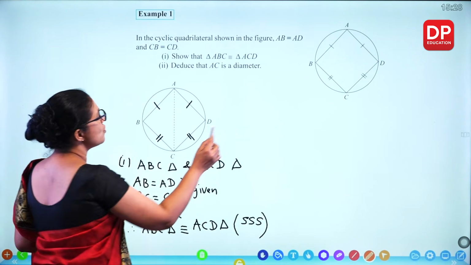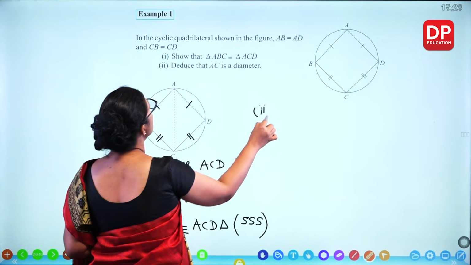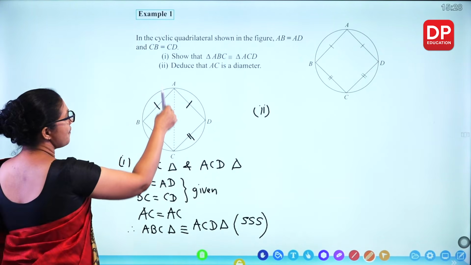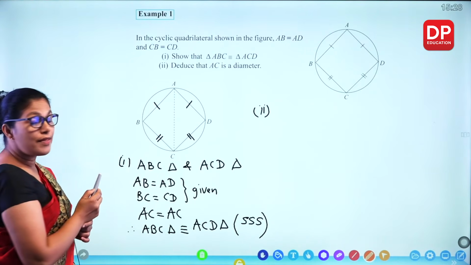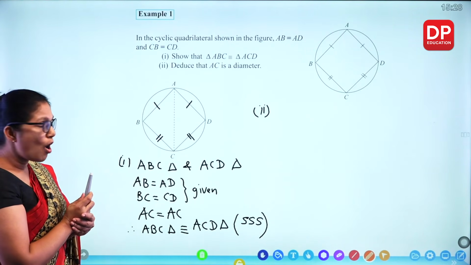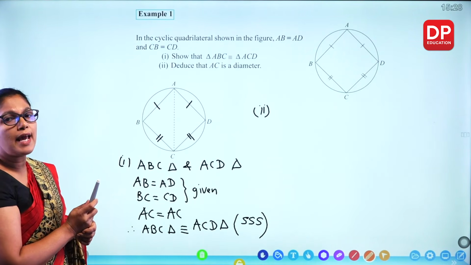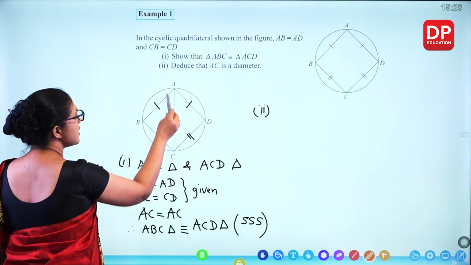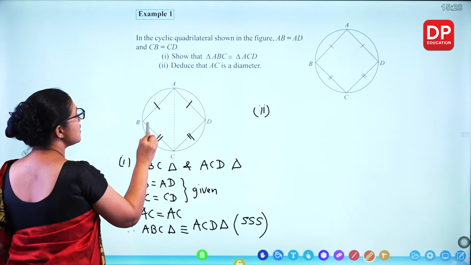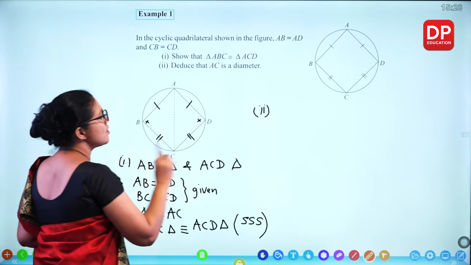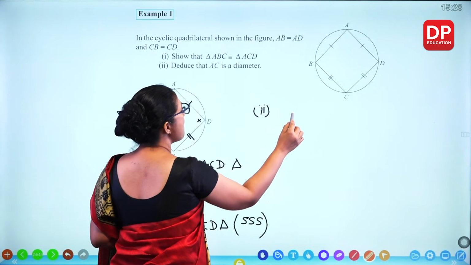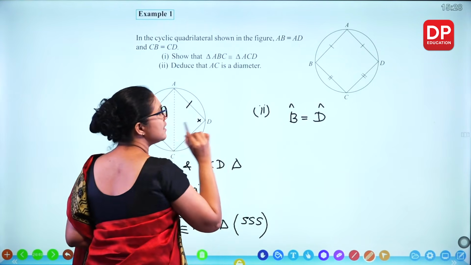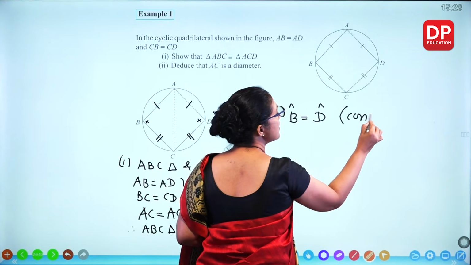Then part 2, deduce that AC is the diameter. We know that these two triangles are congruent, corresponding elements are equal. So what are the corresponding elements? If you take AC, opposite to this one is this one and this one. So we can write B angle is equal to D angle, corresponding elements.